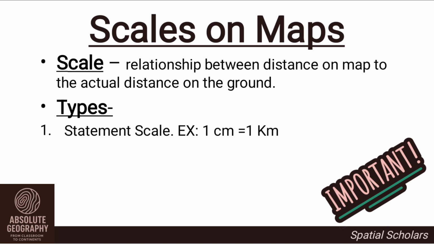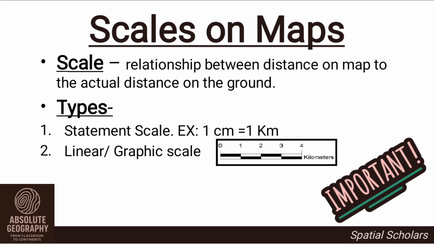Second is linear or graphical scale. Here, the scale is represented graphically using a line or a bar. The advantage of this scale is that even if the map is enlarged or reduced, the scale remains correct as it enlarges or reduces proportionally with the map.